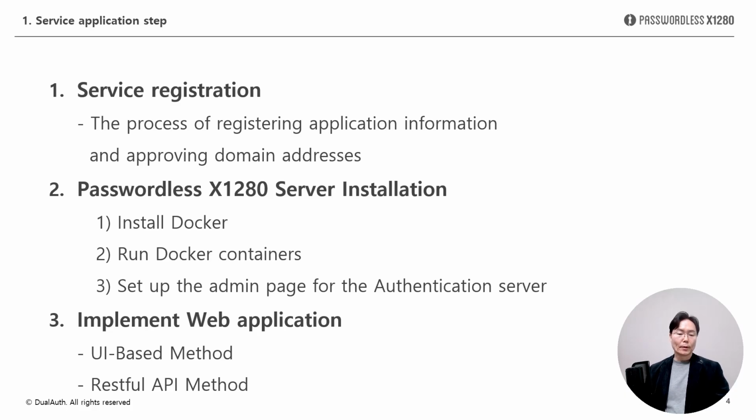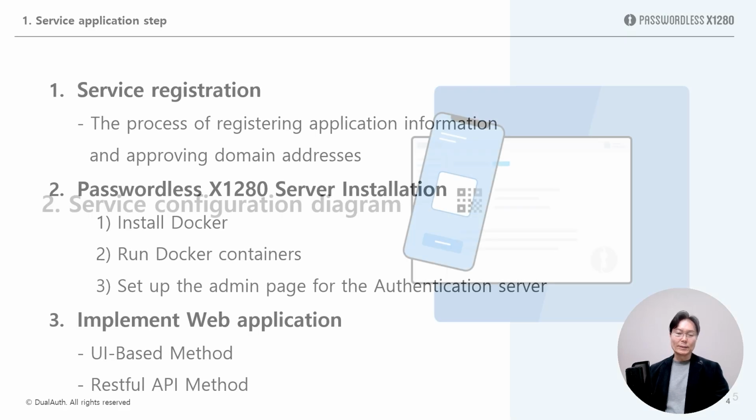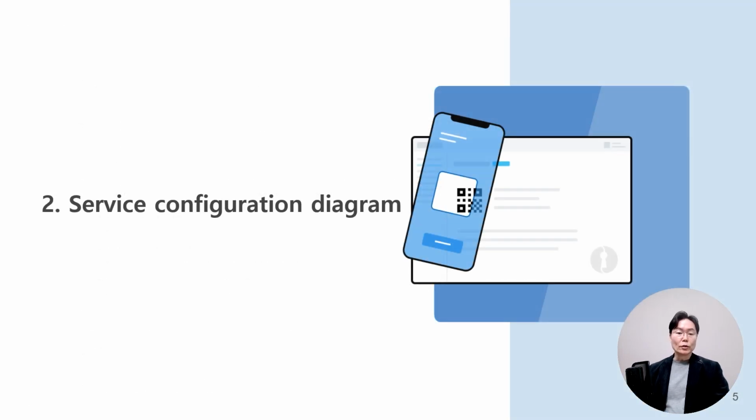The third step involves applying the service to the web application. The application methods for the web application are divided into two approaches: the UI provision method and the RESTful API provision method. In this video, I will explain the RESTful API provision method. I will explain the overall service structure using diagrams.